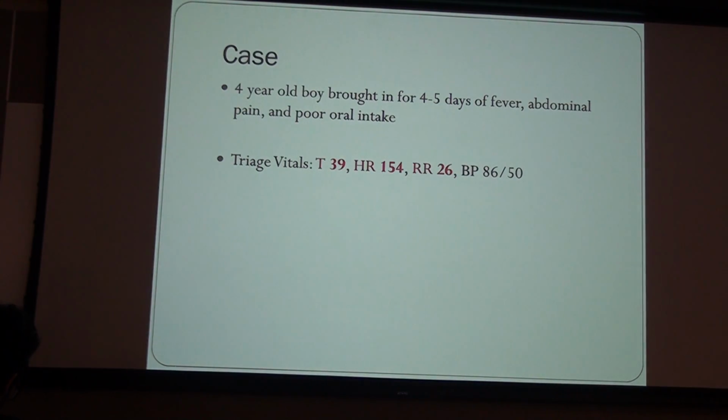So back to our case. A 4-year-old boy brought in with 4 to 5 days of fever, abdominal pain, poor oral intake. His temp was 39, heart rate 154, breathing 26. So would everyone agree that this child, given his fever and tachycardia alone, and also tachypnea, is in SIRS?